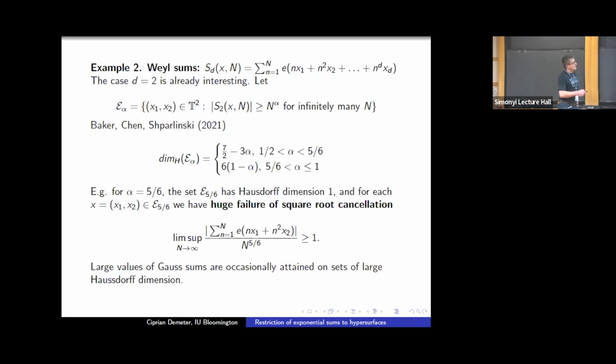There's a threshold here, a regime change at 5/6, that I don't fully understand. But as an example, if you go for alpha equals 5/6, then this set has Hausdorff dimension 1. And for every x in this set, you have a huge failure of square root cancellation, namely the lim sup of this weighted expression, where you have n to 5/6 instead of square root of n, is greater than 1. This is one example that shows how strange the Gauss sums can behave.